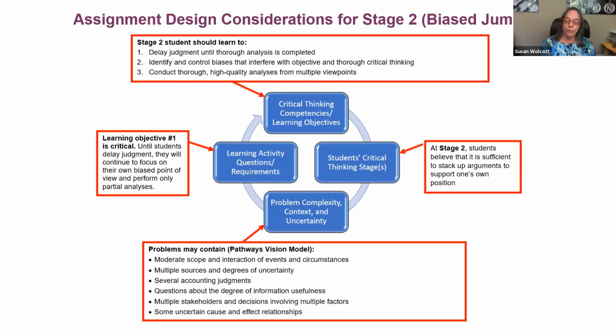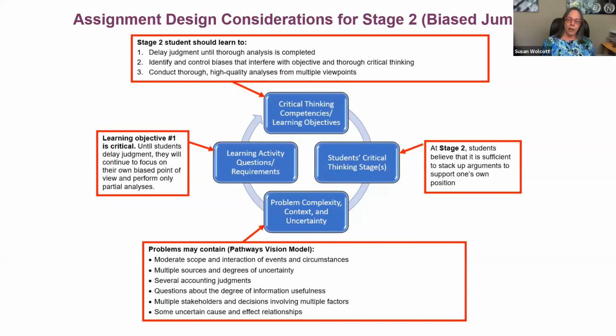And you'll notice in that stage 2 paper that I just read, the students seem to say, oh yeah, some people would do this, or wouldn't do this, I wouldn't, kind of thing. In other words, they're recognizing that there could be some biases involved, but they're not necessarily trying to control those biases and think about how biases might interfere with good ethical reasoning. And then finally, looking at a problem from multiple viewpoints.